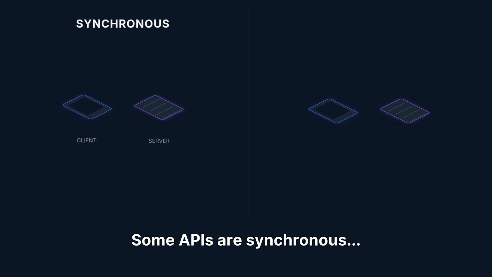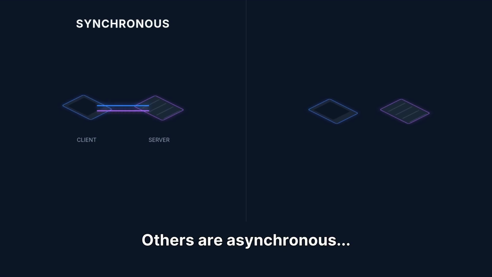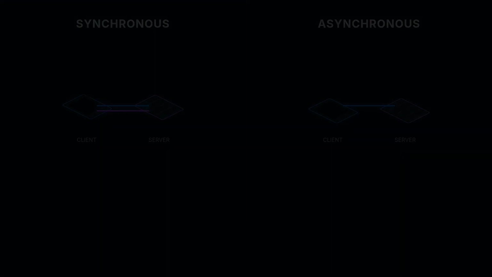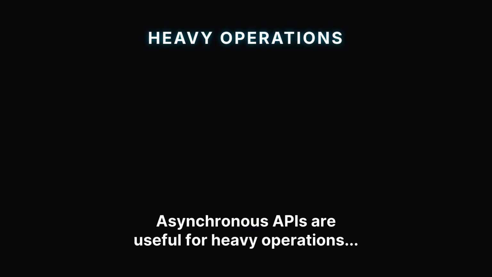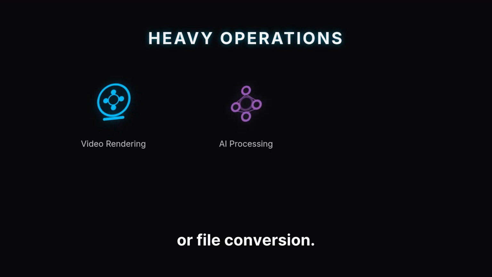Some APIs are synchronous, where the client waits for the response immediately. Others are asynchronous, where the request is accepted first and processing happens later. Asynchronous APIs are useful for heavy operations like video rendering, AI processing, or file conversion.